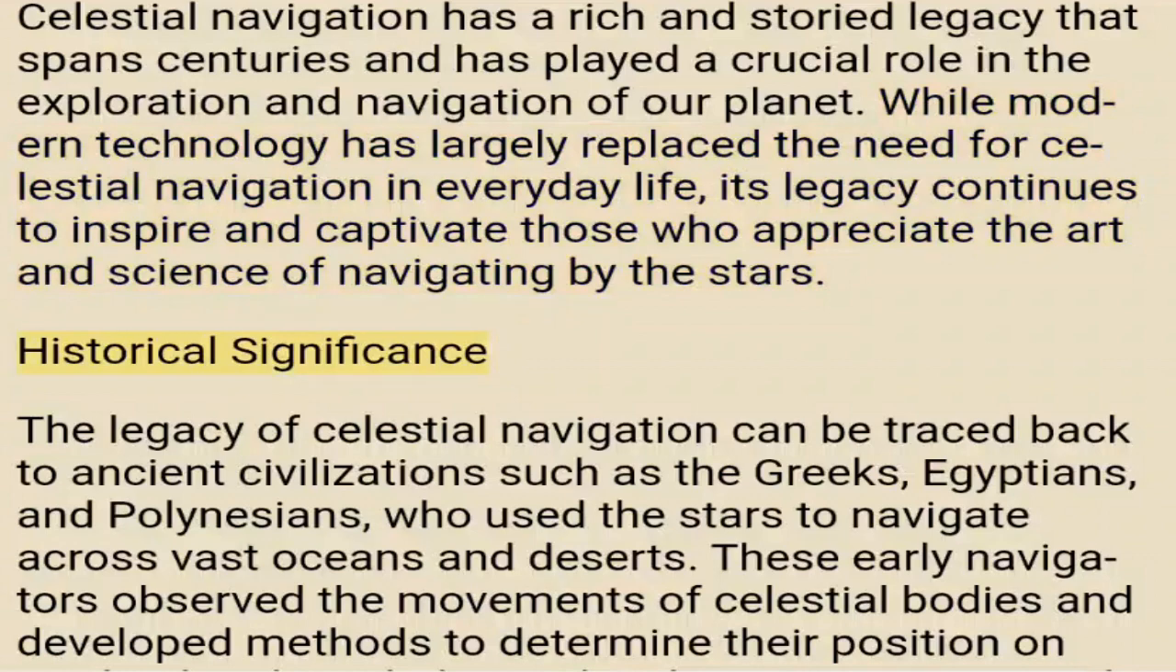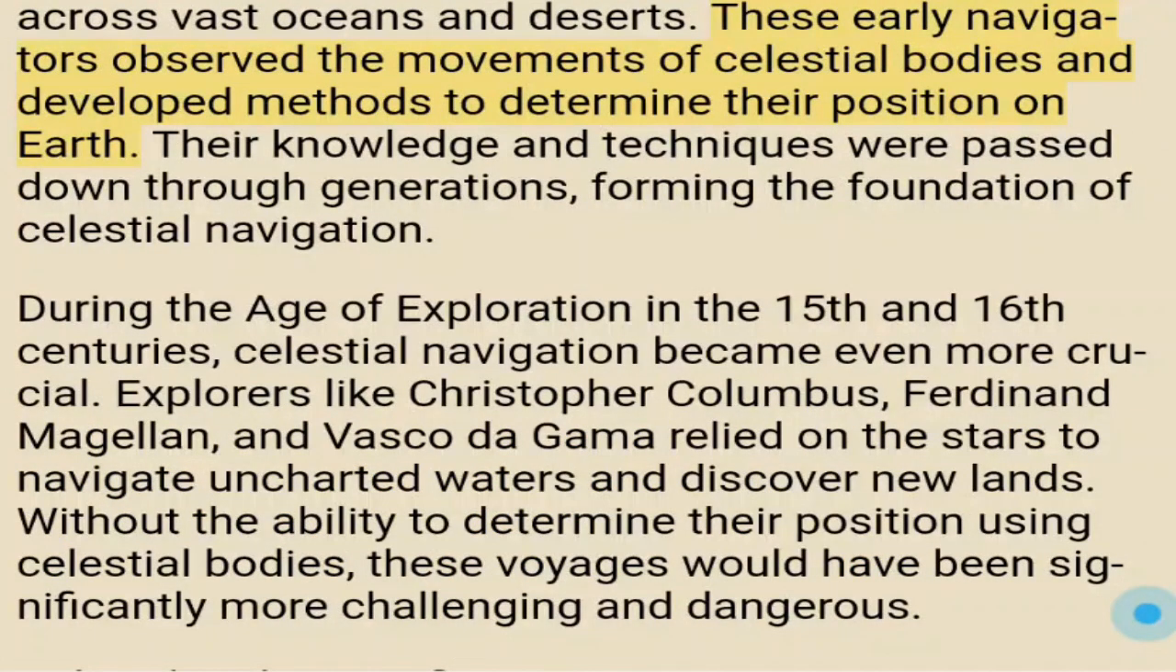Historical significance. The legacy of celestial navigation can be traced back to ancient civilizations such as the Greeks, Egyptians, and Polynesians, who used the stars to navigate across vast oceans and deserts. These early navigators observed the movements of celestial bodies and developed methods to determine their position on Earth. Their knowledge and techniques were passed down through generations, forming the foundation of celestial navigation.